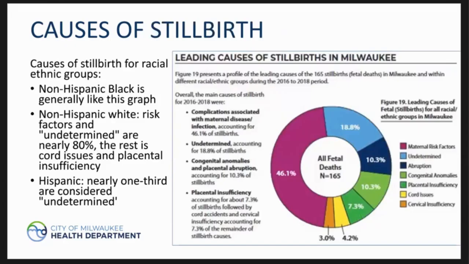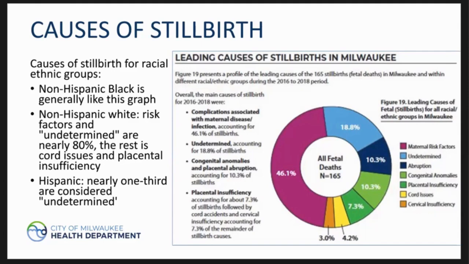And this will be the same type of information for leading causes of stillbirths. So the big pink section is related to maternal risk factors. Again, this is from the report. These are all laid out in the report itself, which is available online. But this is kind of a mishmash. It's a bunch of things related to the mother, the pregnant person, and their pregnancy. We can see that light blue section, nearly a fifth is undetermined. Sometimes it's just hard to tell what happened during that pregnancy. And then we have a handful of pregnancy-related things, like cord issues, placenta issues, abruption, or other things like that.